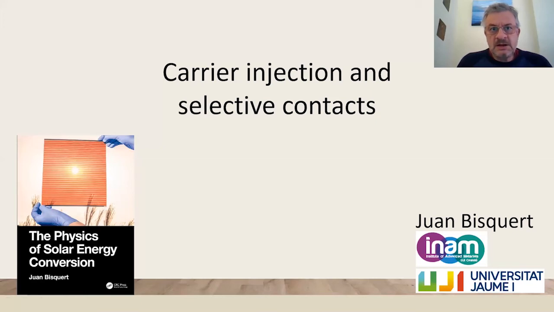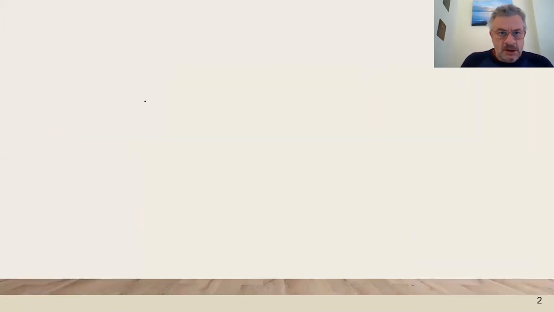Carrier injection and selective contact. When we apply a bias to a device, it can inject electrons and transport electrons. But for this to happen, the contact must inject electrons.